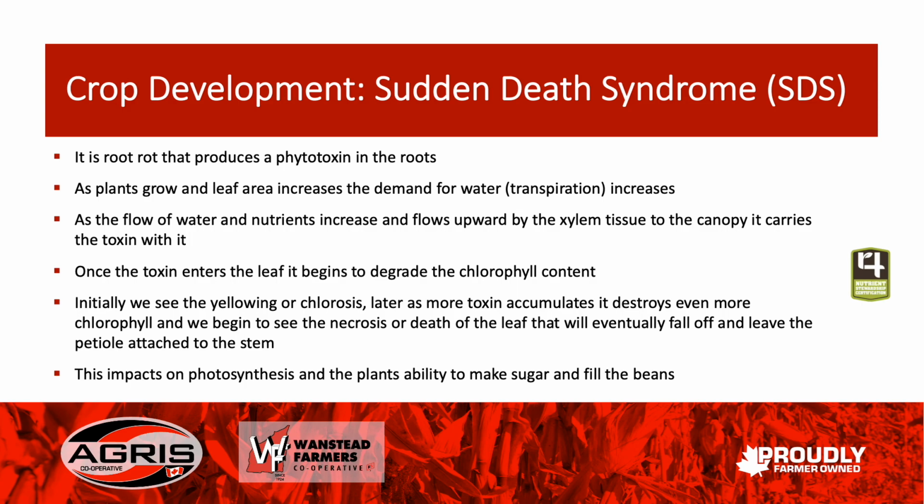The root rot produces a phytotoxin in the roots, and as the plants grow and the canopy develops and transpiration increases, that toxin starts to get flushed from the roots up to the leaves, and more so when you have rains in July. And once that toxin is in the leaves, it starts to degrade the chlorophyll, and that's when we start to see the yellowing in certain spots in the field, and that yellowing will eventually turn into dead leaves or necrotic leaves, and they fall off, leaving the petioles behind.